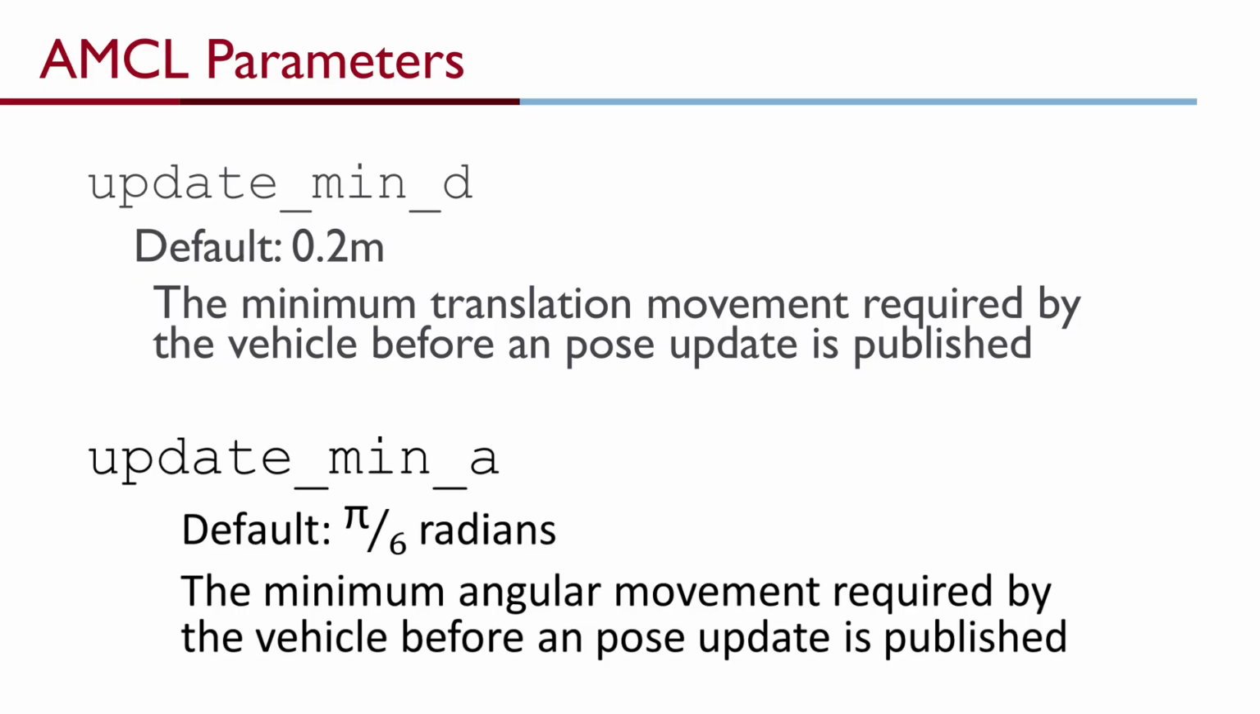AMCL also defines how much the robot must move before publishing a corrected pose. There are two thresholds: the minimum translation distance and the minimum rotation. If these values are too small, the filter publishes too often with too few new observations, and accuracy becomes poor.